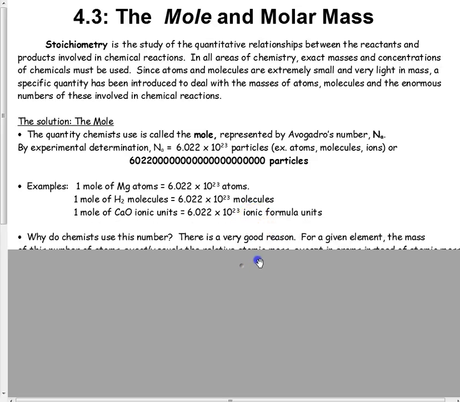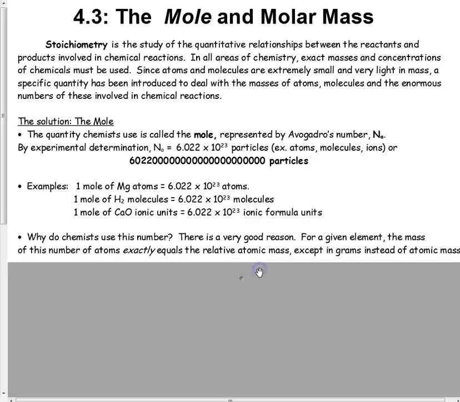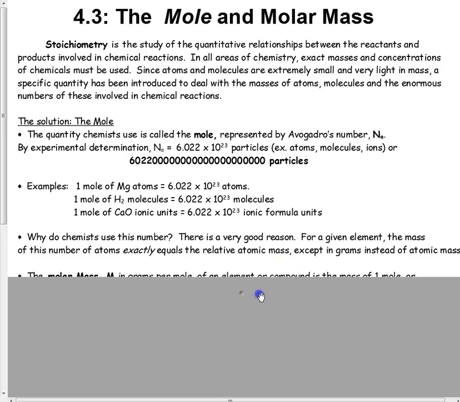So the rationale for the use of this number of particles is as follows. For any given element, the mass of this number of particles, we would be probably referring to atoms, exactly equals the relative atomic mass, except in grams instead of atomic mass units.